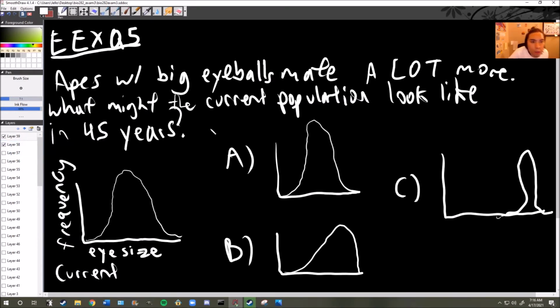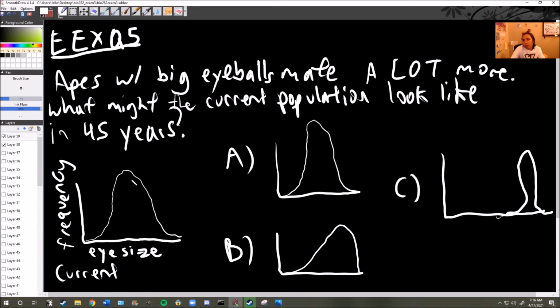Okay. Evolution example question 5. Apes with big eyeballs mate a lot more. What might the current population look like in 45 years? This is our current population. It looks like this population was probably under stabilizing selection for a long time. That makes sense because there's not any particular benefit in eyes being too big or too small. Just around the middle is fine.